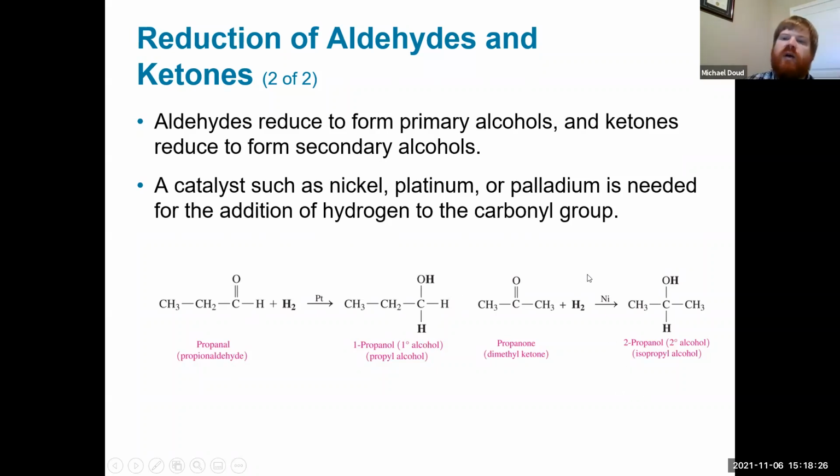Oh, these are going to be on the test, by the way. The Tollens test and Benedict's test, not on the test. This material is back on the test.